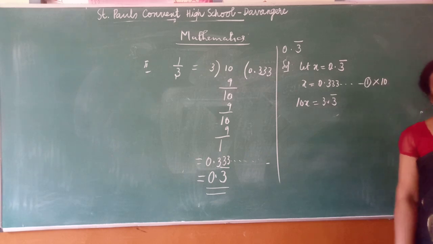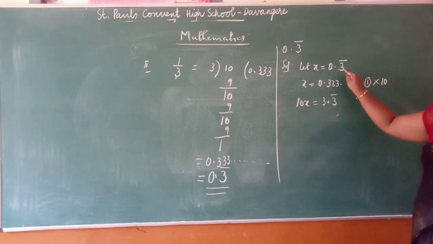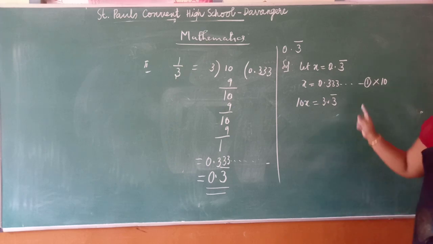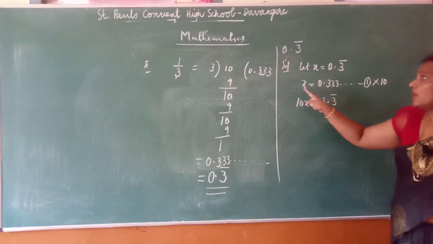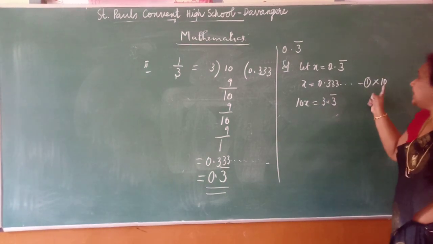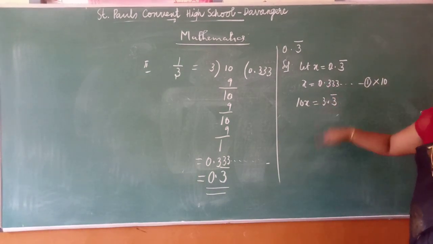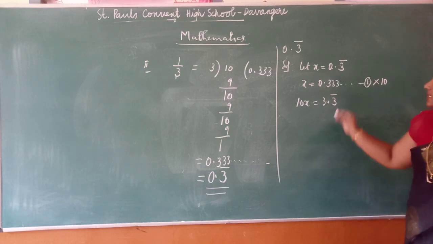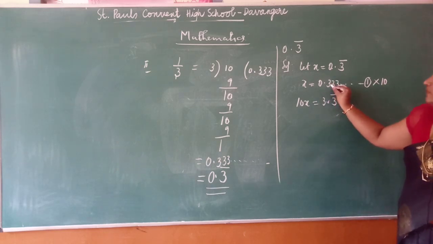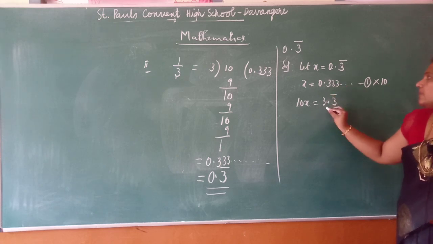Why should you multiply by 10? Because on the head of only one digit there is a bar like this. Then if you multiply 10 into x, you have to multiply both sides. 10 into x is 10x. 10 into 0.3 bar: since only one zero is there, this point will be moved one digit further.